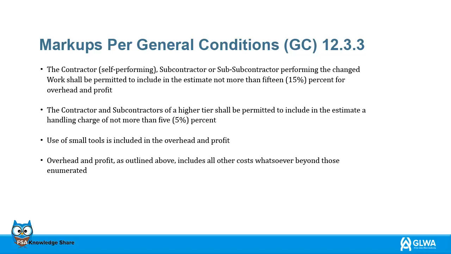The contractor, self-performing subcontractor, or subcontractor performing the changed work shall be permitted to include in the estimate not more than 15% for overhead and profit. The contractor and subcontractors of a higher tier shall be permitted to include in the estimate a handling charge of not more than 5%. Use of small tools is included in the overhead and profit. Overhead and profit, as outlined above, includes all other costs whatsoever beyond those enumerated.